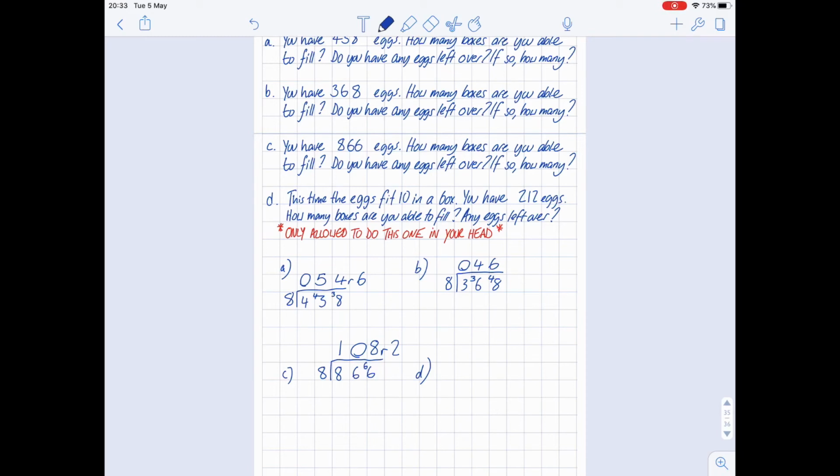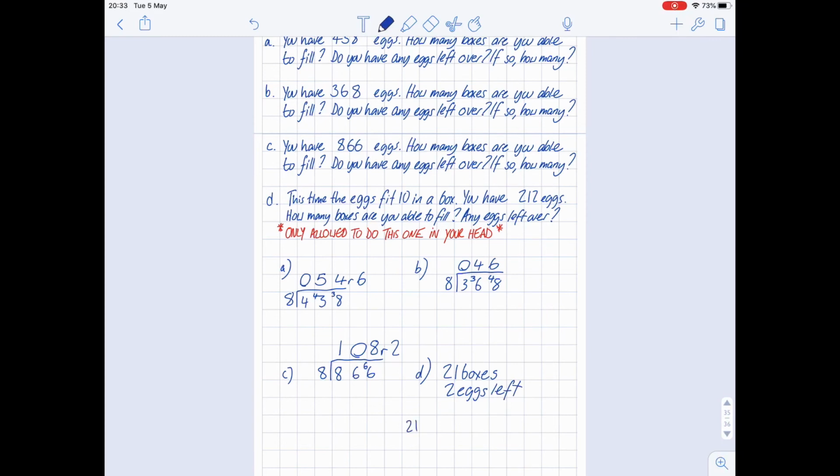I could fill one more box, couldn't I, with the 12? Because I'd need 10 eggs. So I filled 21 boxes. Because 21 times 10 is 210, which would mean I've got 2 eggs left. Really, really well done if you got that, because that was a tricky one.